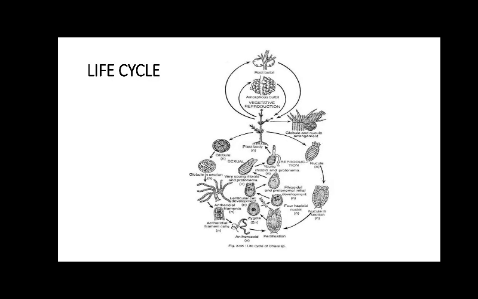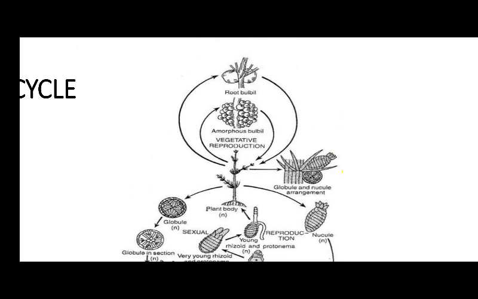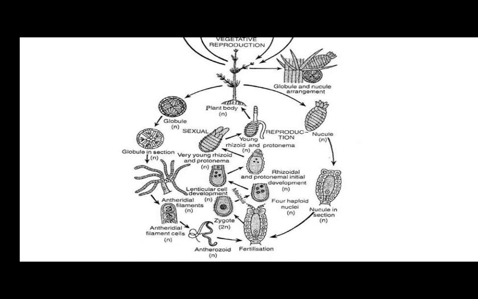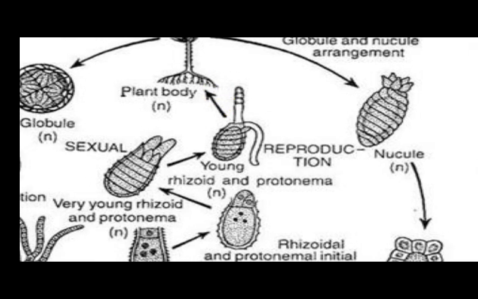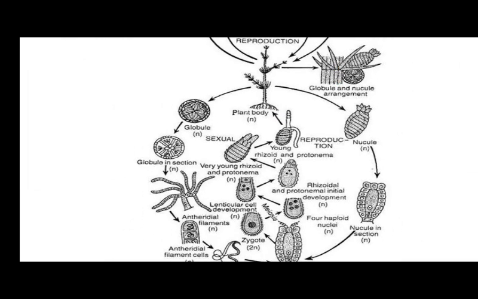So this is a life cycle of Chara. We can see that vegetative reproduction bearing bulbils and amylum stars, whereas sexual reproduction bearing globule and nucleus. They both fertilize to form the diploid zygote, and again form protonema like structure. This is the structure of protonema. You can see protonema rhizoidal initials and protonemal initials, and they developed into the haploid plant body.